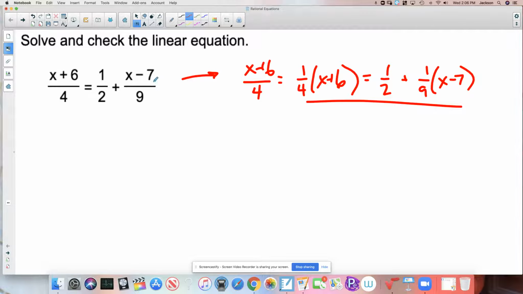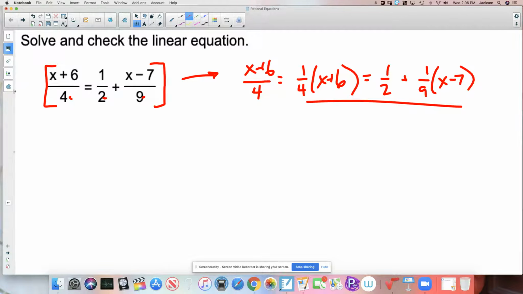And the way that we clear out fractions is by multiplying everything we see, every term here, by a common multiple of the denominators. When you look at the denominators of 4, 2, and 9, we're looking for hopefully the lowest common multiple, but it doesn't have to be. Worst case scenario, you take all of these numbers and multiply them together. 4 times 2 is 8, times 9, that's 72. I could multiply everything in this equation by 72, and it would work.